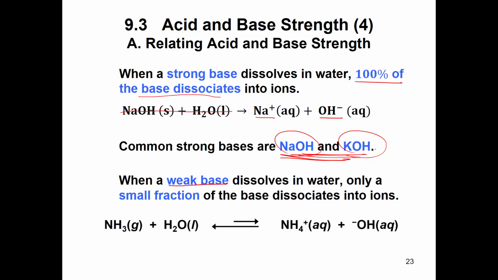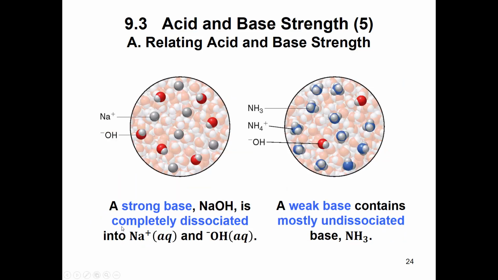When a weak base dissolves in water, only a small fraction again is going to dissociate, so most of it's going to remain as ammonia. Ammonia is like the poster child for a weak base. It's our go-to weak base. It does dissociate somewhat into ammonium ion and hydroxide ion, but the majority of it remains in the molecular form, which is your NH3. So your strong base completely dissociates like we saw in the acid, and your weak base is mostly undissociated, in the form of ammonia in this example.